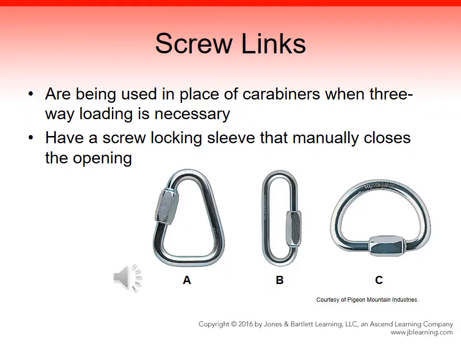It can stress the gate, puts an unnatural force on the screw link, and severely reduces its strength, possibly causing failure. However, the advantages of a screw link: they're inexpensive, they retain their strength regardless of direction of loading. They're also smaller than carabiners, so they take up less space. The big disadvantage is that they must be manually screwed closed to be safe and all the way closed for strength. Another disadvantage is they can take time to open and close, so it's not as fast as a carabiner.